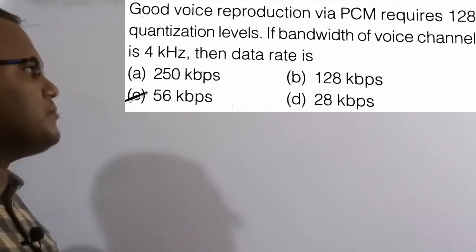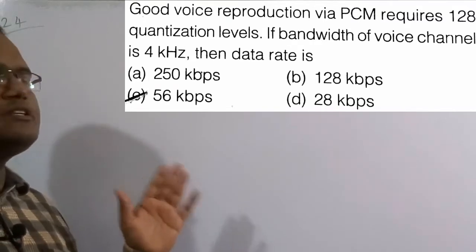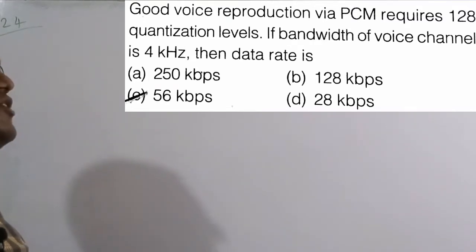So what are the 4 options? Option C, which is 56 kbps, meaning kilobits per second, is the correct solution of this question. So let's solve this numerical.